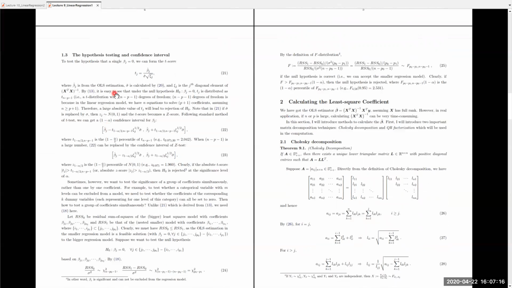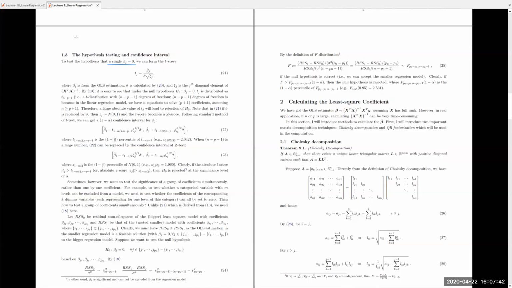So especially section 1.3 tells you how to test the hypothesis for a single beta j equal to 0. In other words, I'm asking whether this beta j is significant or not. If the hypothesis is not rejected, that means it's not significant, so I can drop this beta j, right? In other words, I can drop one column.